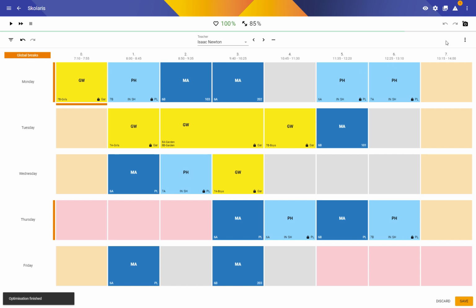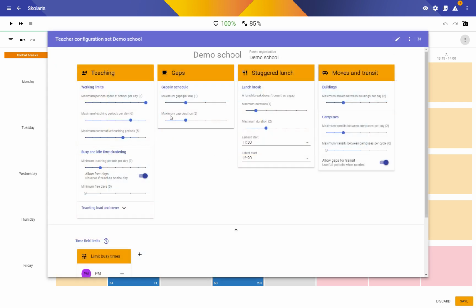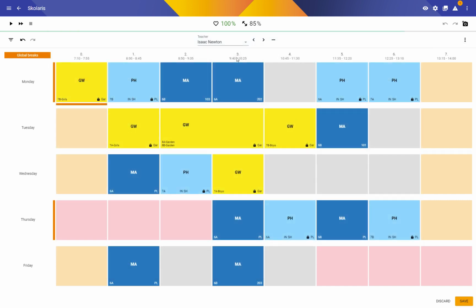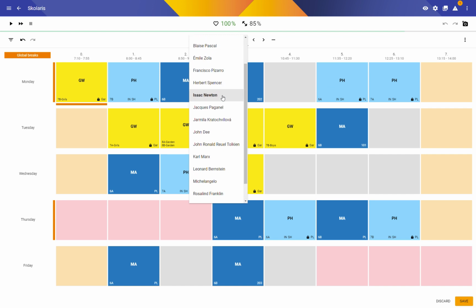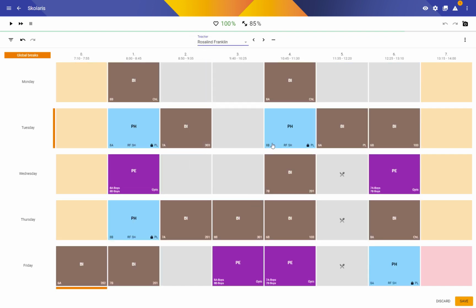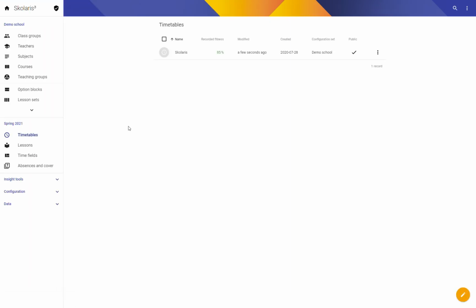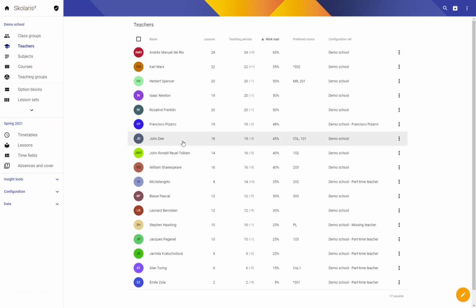Let's actually check the optimization settings for our teachers to make sure that their timetables are okay. That looks all right. Maximum teaching periods is 6, consecutive teaching periods is 5. And Franklin, okay, so this experiment with eliminating Stephen Hawking from the timetable was too easy, so let's try another one.